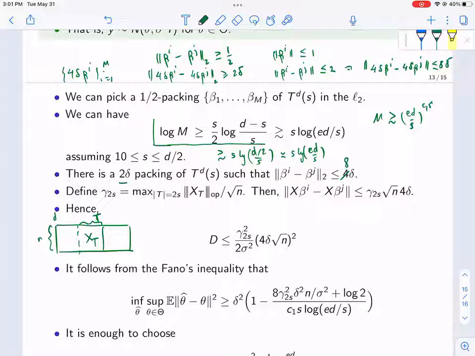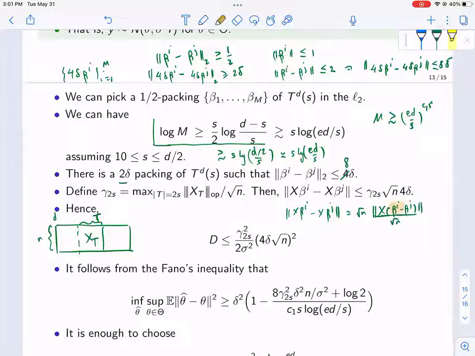We note that x beta i minus x beta j can be written as root n times x (beta i minus beta j) divided by root n.